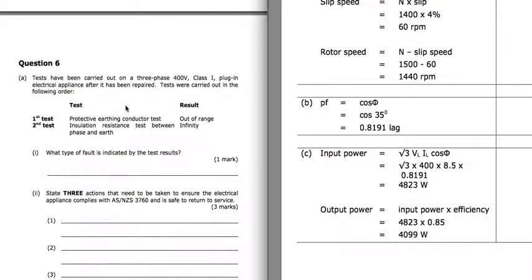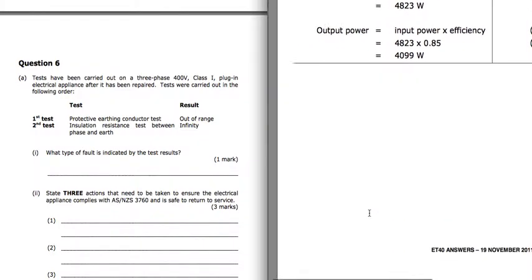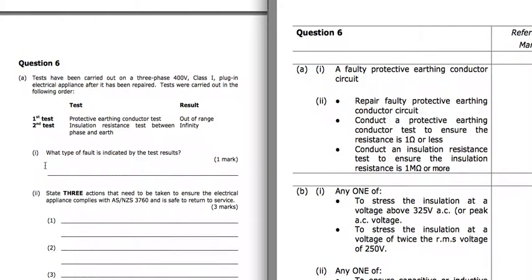Question 6, we've got a test carried out on a 3-phase 400 volt electrical appliance after it's been repaired. We've got a protective earthing conductor test out of range. This doesn't sound good. And we've got an insulation resistance test between phase and earth of infinity, which is a very high resistance, which is what we want. We don't want any connection between the phase and the earth, or things tend to go bang. So what we've got there, we've got a faulty earthing conductor. We've got an open circuit on the protective earthing conductor.